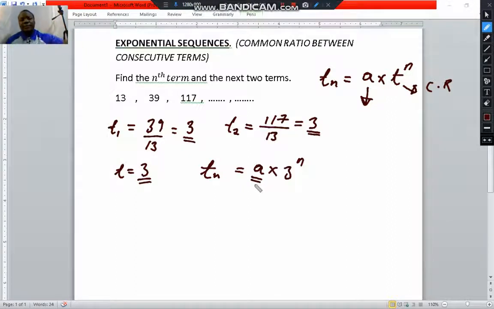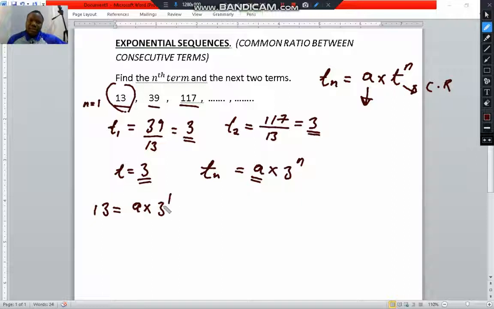And how do we find this a? To do that, you need to pick any of the terms here, maybe 13, 39, or 117. Now that term, if you pick it, you also need to pick its position. In this case I'm picking 13, which means n is equal to 1. So I'm going to put 13 where there is Tn, and so it would be 13 equals a multiplying 3 to the power of 1, because this 1 is the position of the 13 that I've picked in our given sequence.